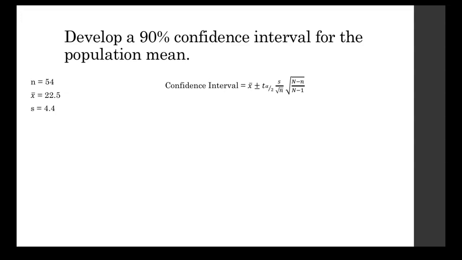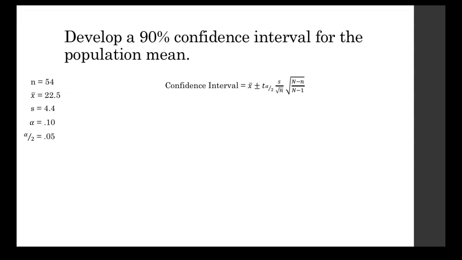So if we look through that formula piece by piece, our x bar, that's our 22.5, our t-score for alpha over 2. So alpha in this problem is going to be 0.10. We get that by taking 1 minus our confidence level of 90%. But they want alpha over 2, so we write that down as well. Now our s, our sample standard deviation, that's our 4.4, over the square root of our sample size of 54.